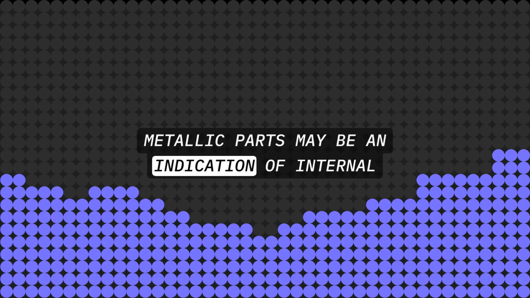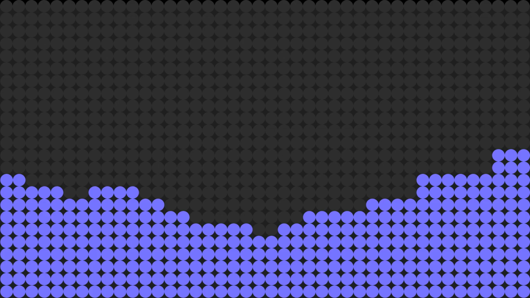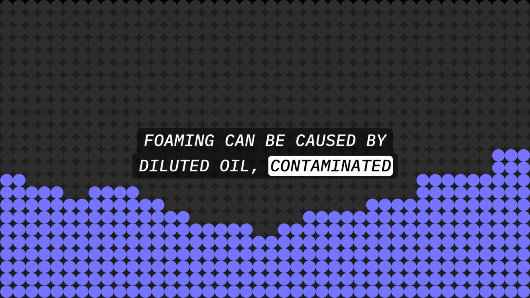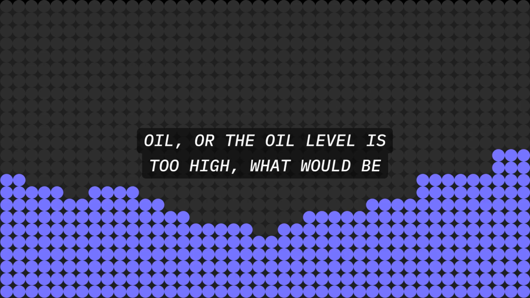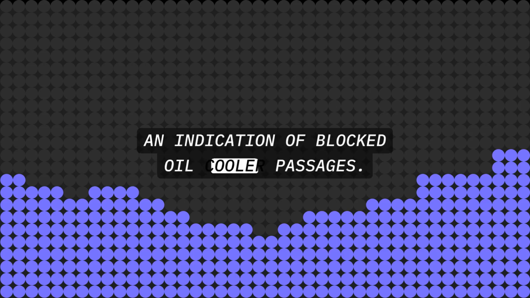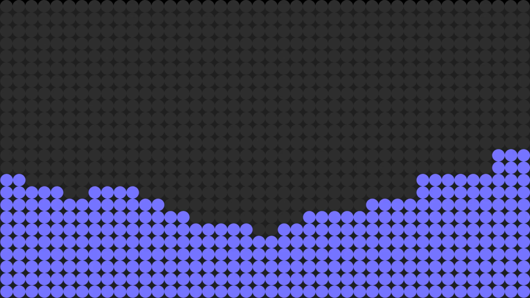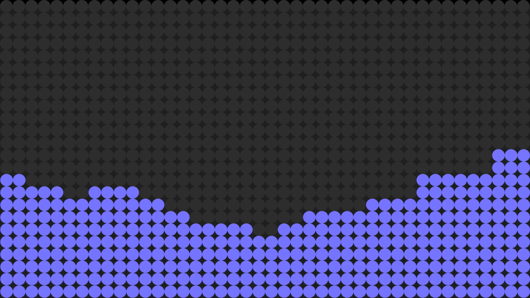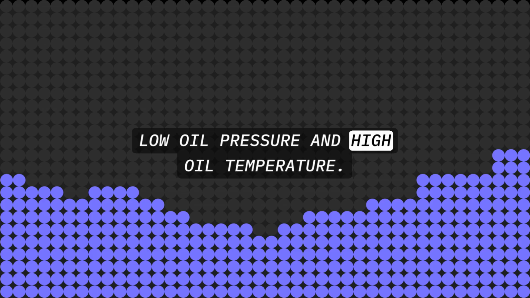What do metallic parts on an oil screen indicate? Metallic parts may be an indication of internal failure of the engine. What could cause oil foaming? Foaming can be caused by diluted oil, contaminated oil, or the oil level is too high. What would be an indication of blocked oil cooler passages? High oil temperature. What would be an indication of inadequate oil supply? Low oil pressure and high oil temperature.